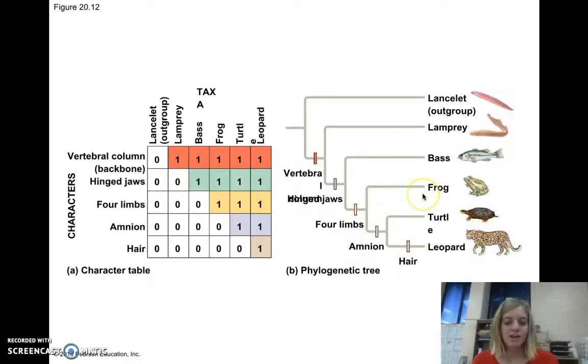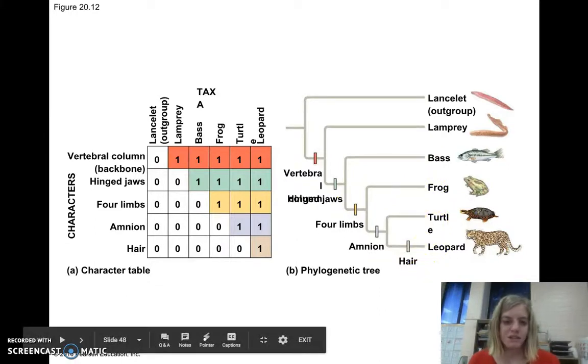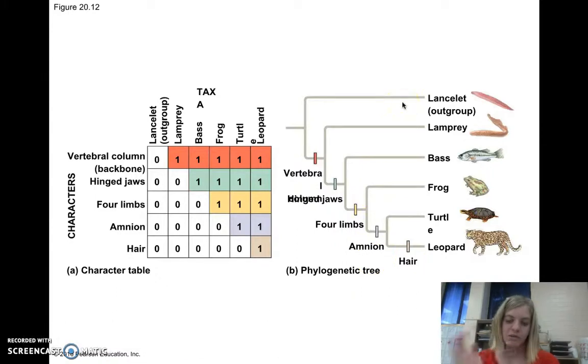Then frogs are pretty closely related to turtles and leopards, but this change happened, the appearance of the amnion. 4 limbs, the growth of limbs, is a change that happened in between the bass fish, frog, turtle, and leopard, and so on and so on. So you can see how they're more distantly related as we move outward on the tree.